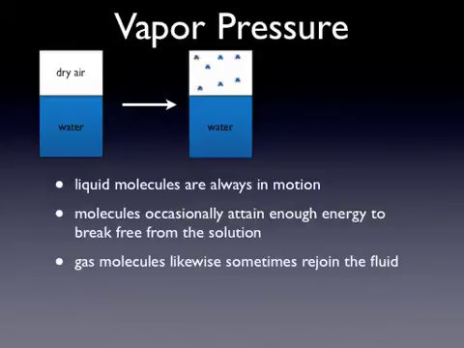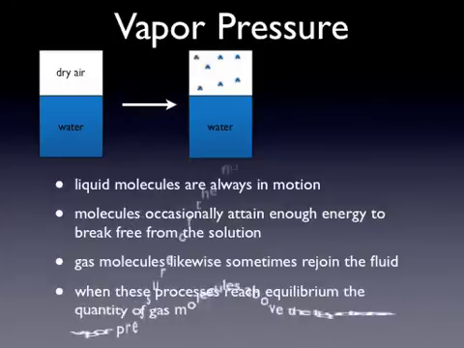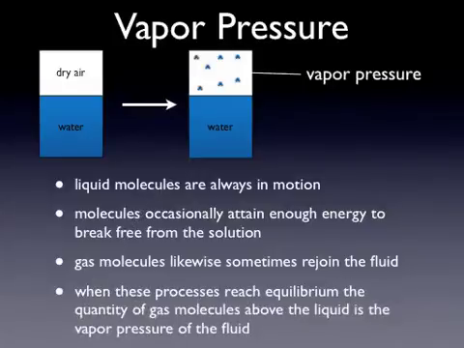And this equilibrium is controlled by intermolecular forces in the liquid, and it varies from liquid to liquid. When these processes reach equilibrium, you will be able to count a predictable amount of water molecules above the water, and that's what we call the vapor pressure. Each fluid has a different vapor pressure, which you can look up.